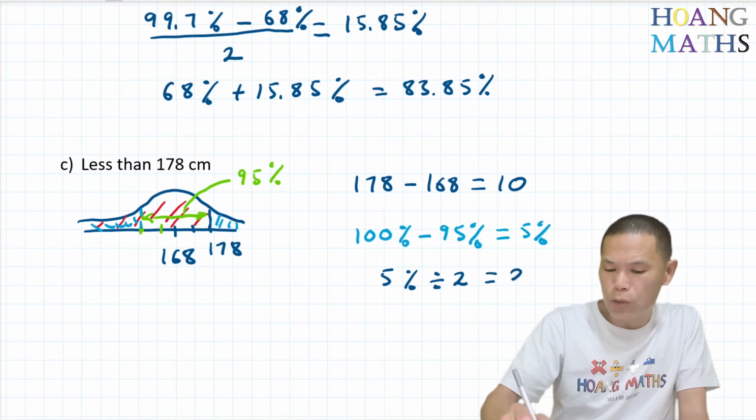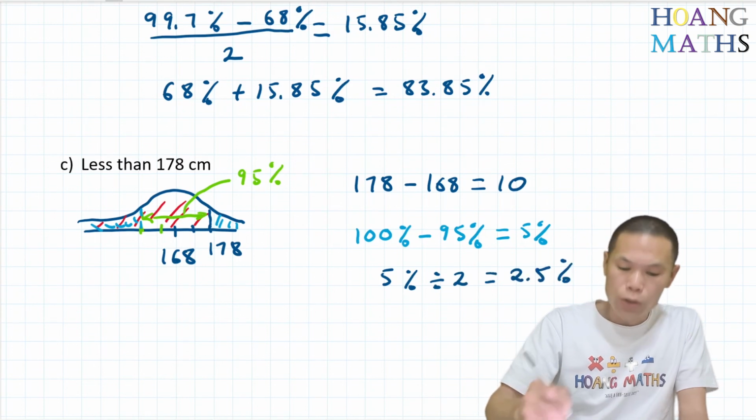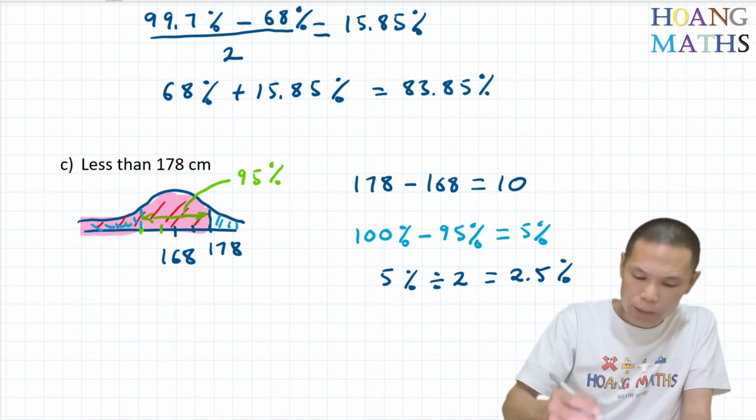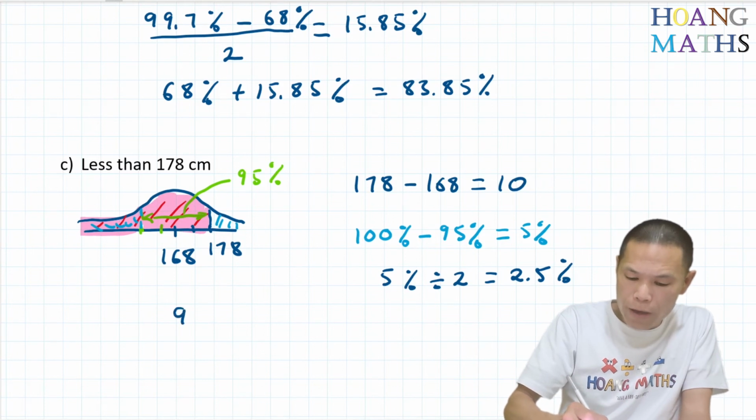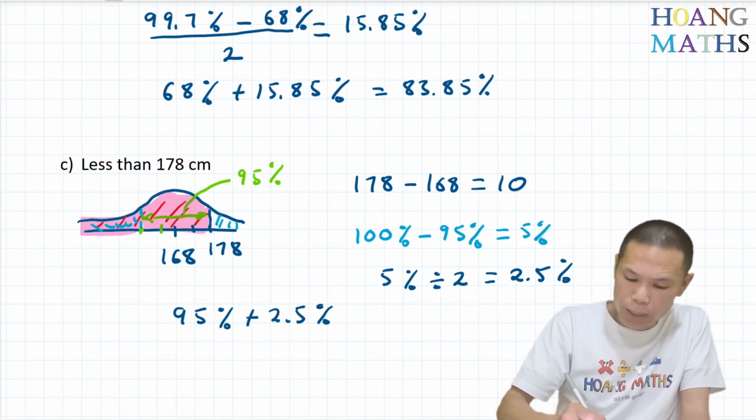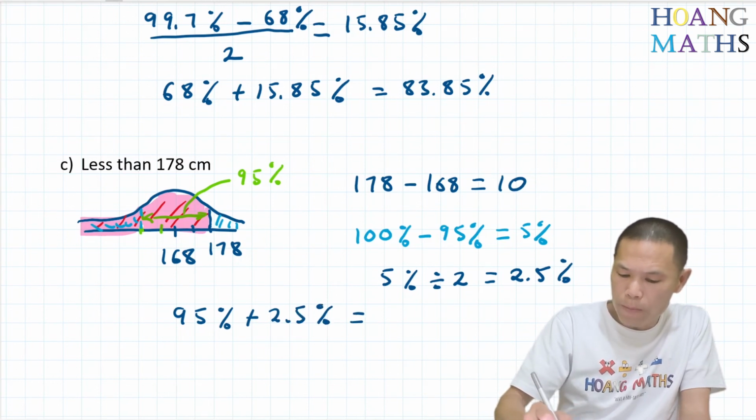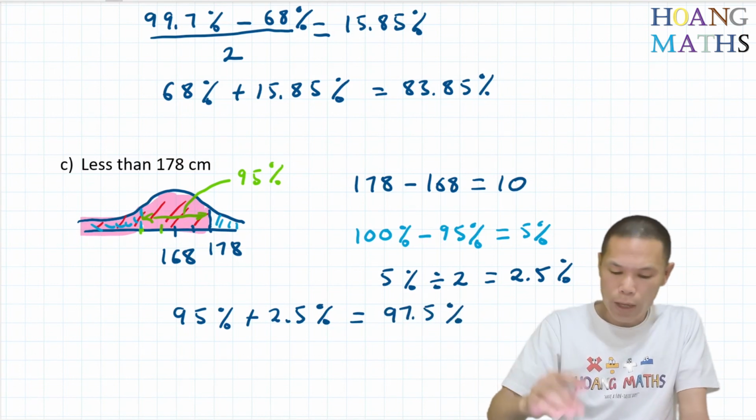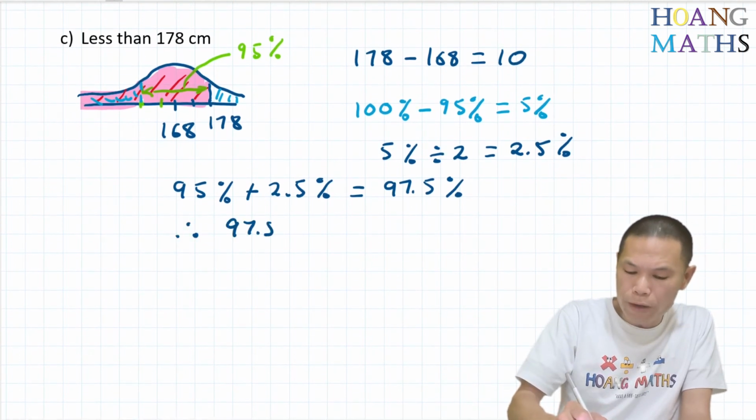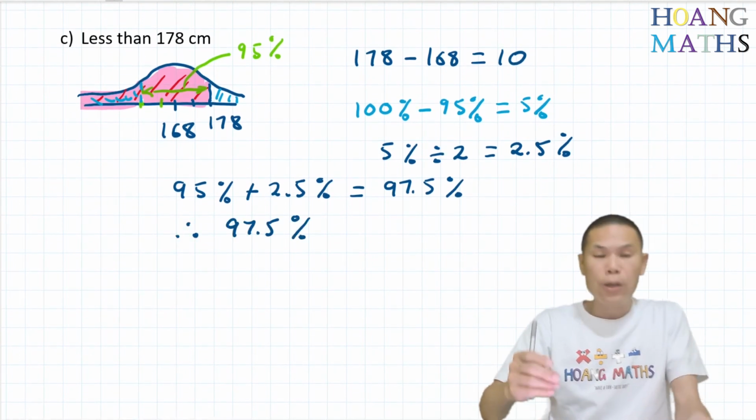That gives me 2.5%. So therefore, to work out this area here, we just go 95% plus 2.5%. So that will give me 97.5%. So there you go.